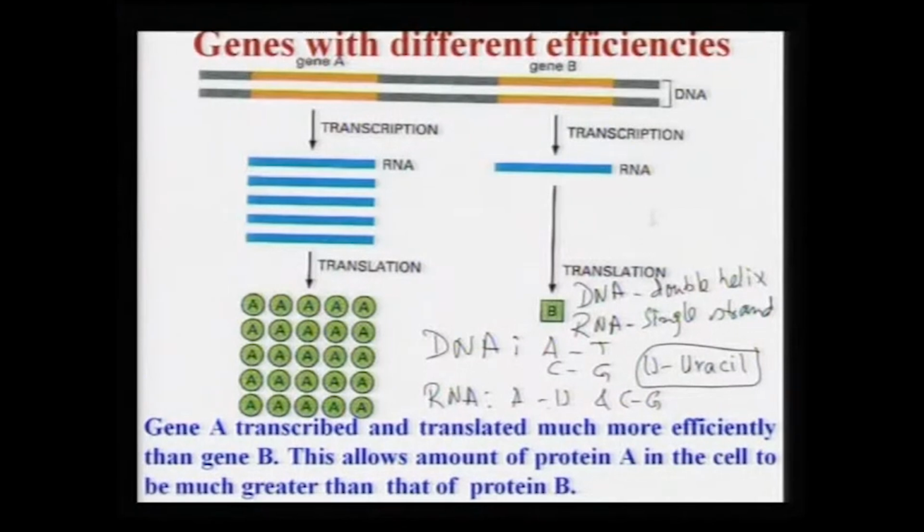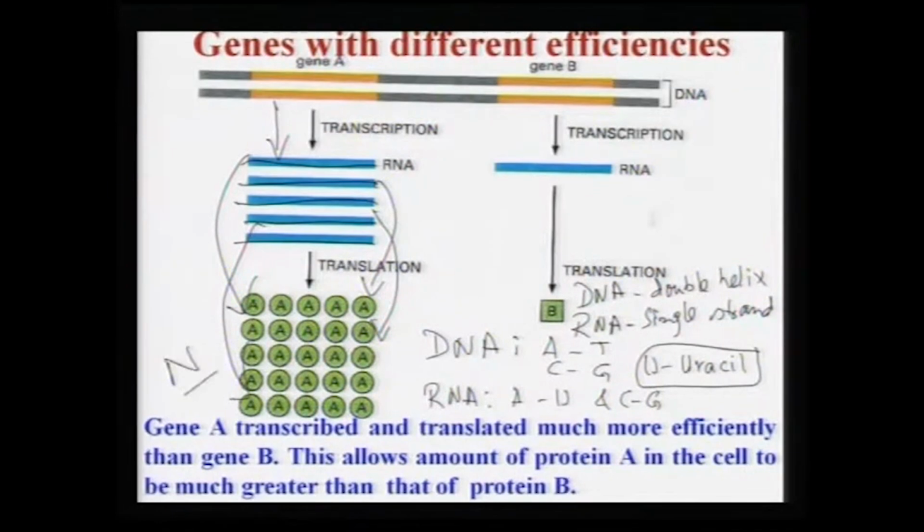In this particular case, gene A, when it goes through transcription, a number of RNA copies are made. These individual RNA copies can then individually produce a large number of protein molecules, and as a result you end up having capital A number of protein molecules here. In case of gene B, although it produces similar RNA copies, the number of RNA copies is just 1, and therefore you have a very small n number of protein molecules. So, gene A is known as highly efficient, gene B is known as less efficient.